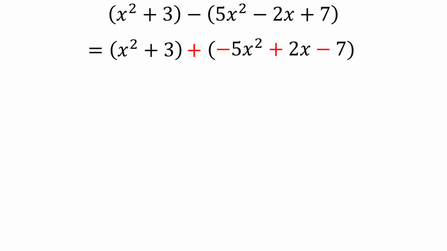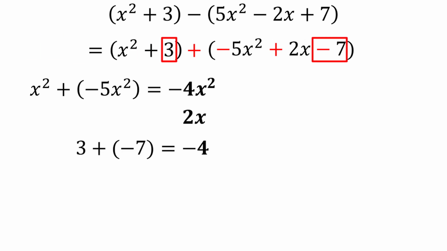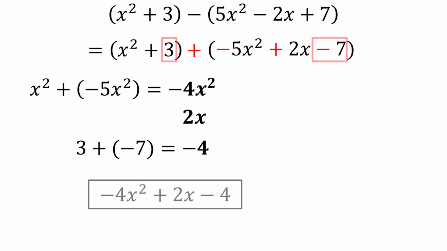Now we can add term by term. X squared plus negative 5x squared is equal to negative 4x squared. We only have one term with x's, which is 2x, and is added. And then we have for our constants, 3 plus negative 7, which is equal to negative 4. Altogether, we have negative 4x squared plus 2x minus 4.